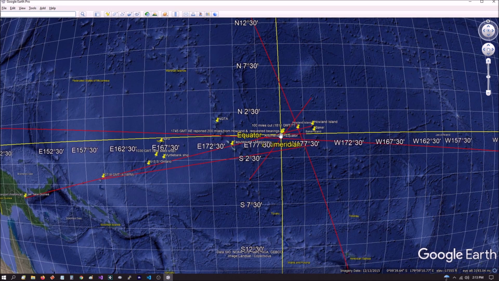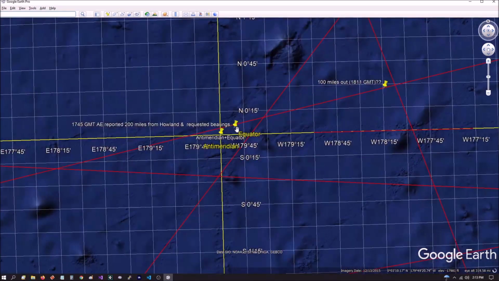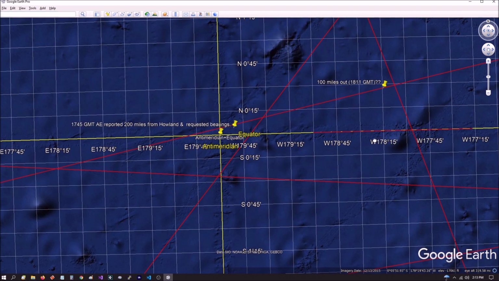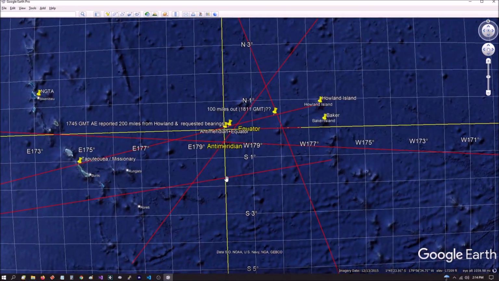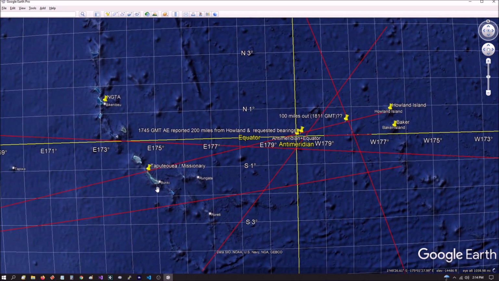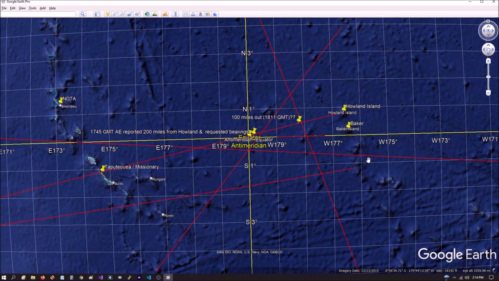Okay. So the last point he reported to Amelia was that they were 200 miles out, which puts them here at 1745 GMT. It puts them here. But what I'm wondering is, were they really down here? And that would kind of explain why the natives over here didn't see the plane, but they heard the plane. That's because they were south. Once they got past these islands over here, there are no other islands other than this island.